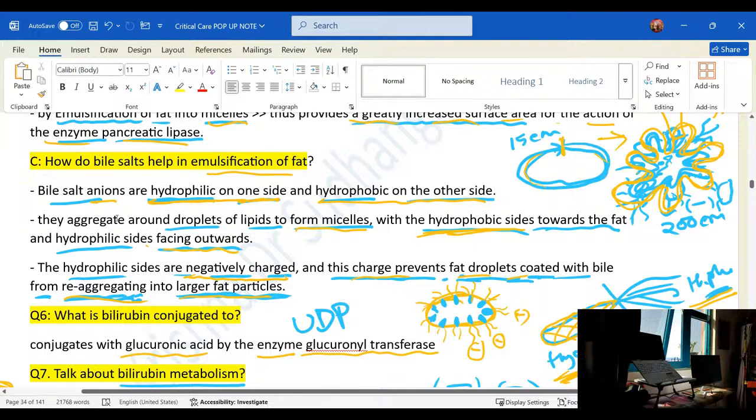Bile salt has a hydrophilic and a hydrophobic portion. They aggregate around the lipid droplet to form the micelle, with the hydrophobic side towards the fat and the hydrophilic side facing outwards. The hydrophilic side is negatively charged, and this charge prevents the fat droplets from re-aggregating into large fat particles.